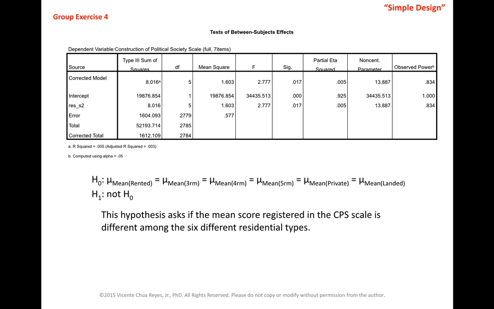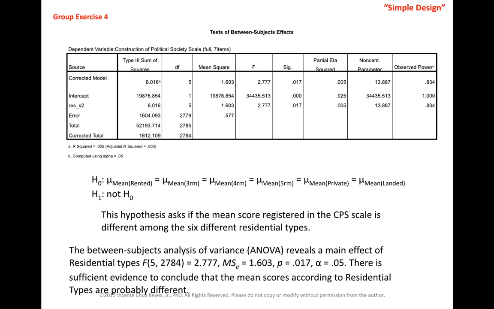Simple design. This is still simple design, right? But now we're controlling for the socioeconomic standing. Null hypothesis is that there's no difference between the mean scores according to their reported dwelling place. The hypothesis asks if the mean scores registered in the CPS scale are different among the 6 different residential types. So I ask you, since this is already the 4th exercise, do you think that the differences are real? Is it meaningful to talk about construction of political society, controlling for socioeconomic standing?